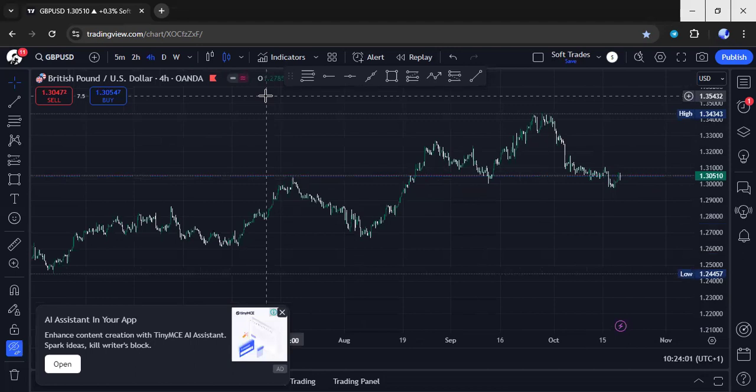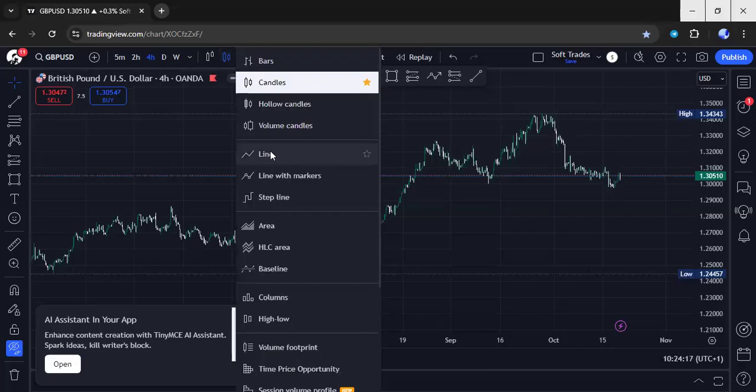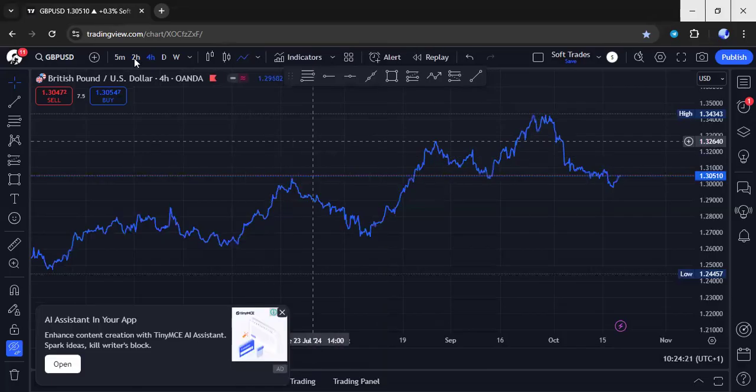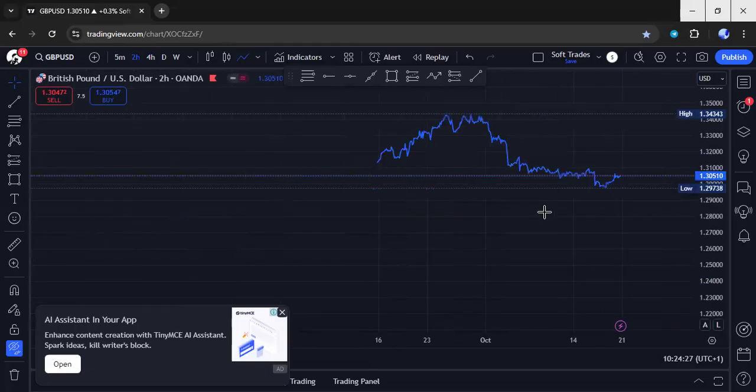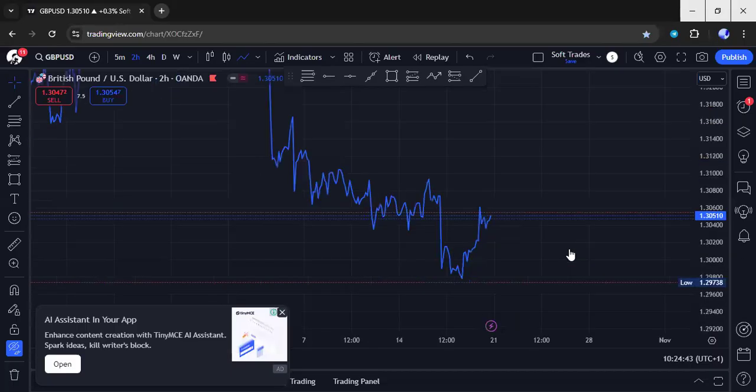Now, there are different types of charts. There are bar charts, there are highs and lows, there are line charts. So what you want to use is line chart. Now, if you go on your mobile, you see something like chart type, right? But if you're using PC, just come here, then go over to this area. Then you see this line, click on line. Now, if you zoom in, now you will see that it is very easy for you to identify the highs and lows.